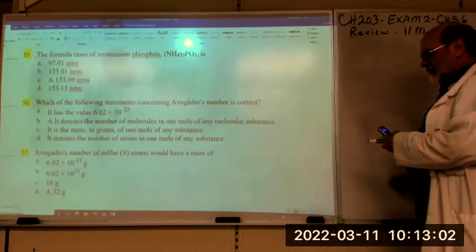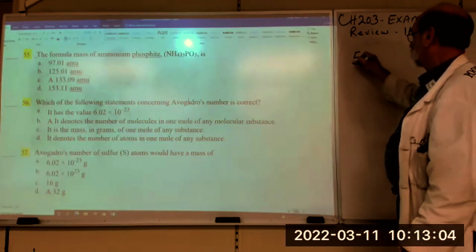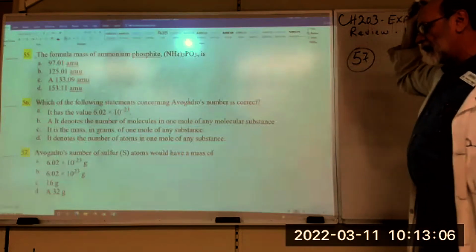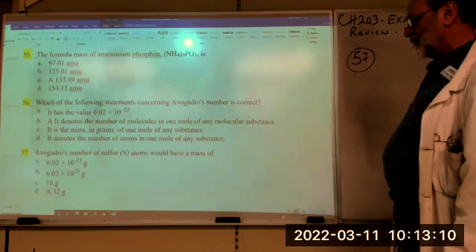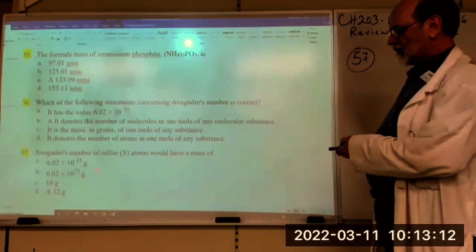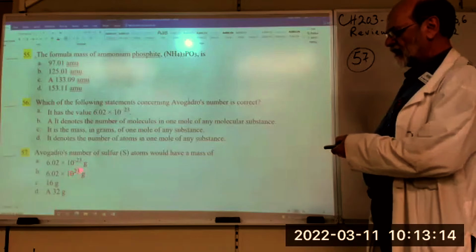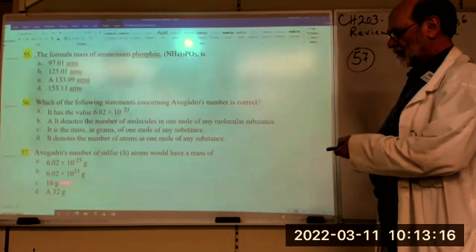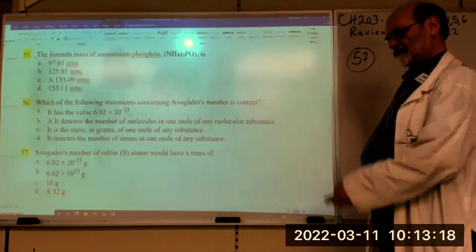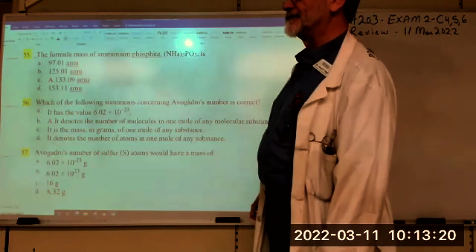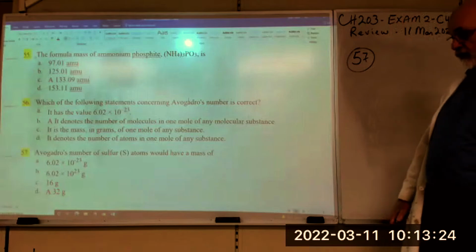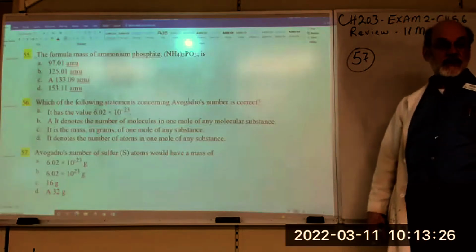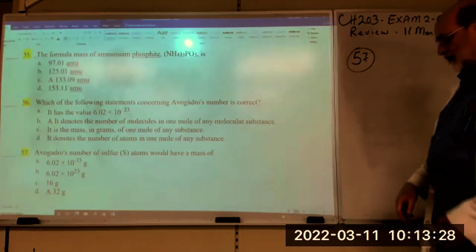57. Avogadro's number of sulfur atoms would have a mass of what? Well, it's obviously not going to be this. That's way too big and that's way too small. That's oxygen. It has to be 32. It's sulfur. 32 grams of sulfur atoms would be 6.022 times 10 to the 23rd of them.